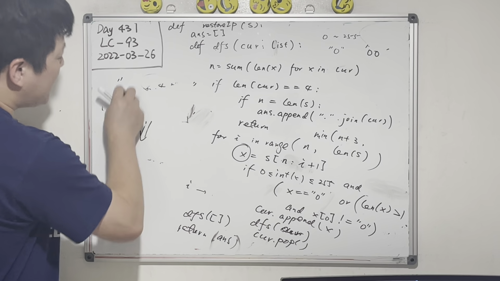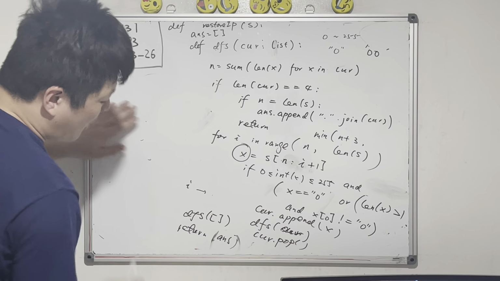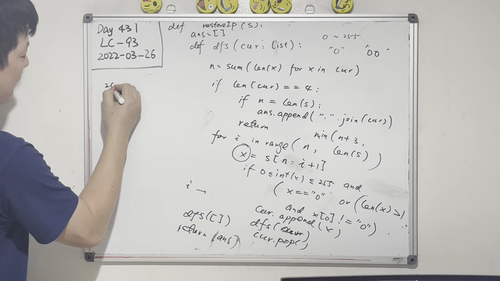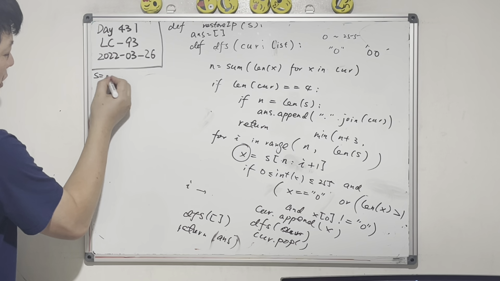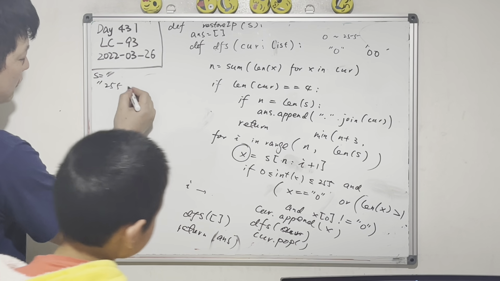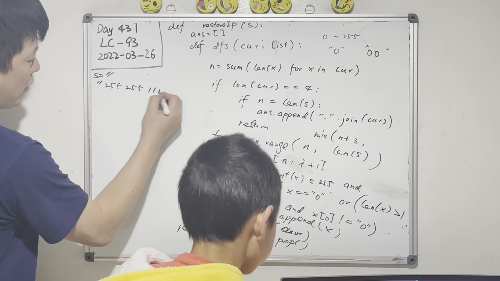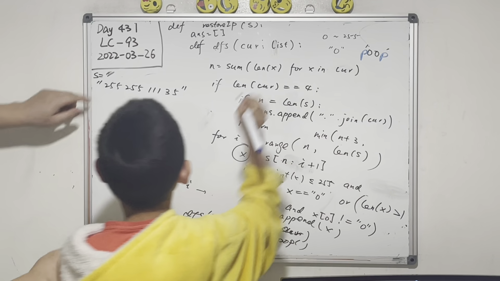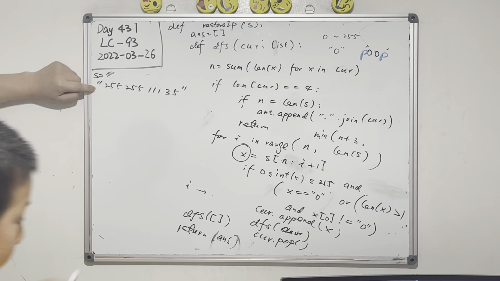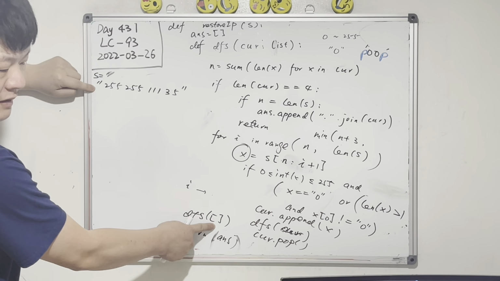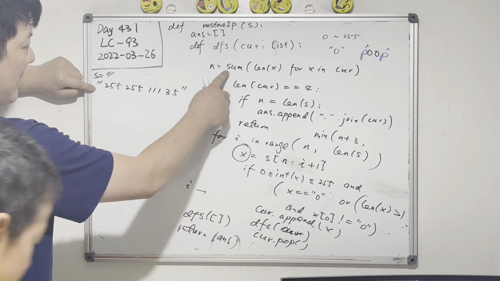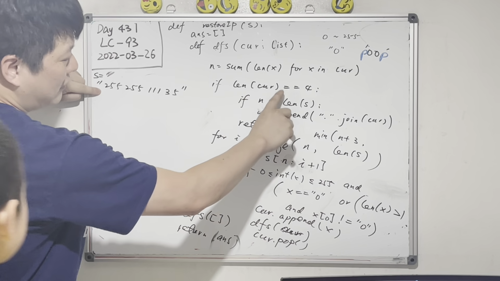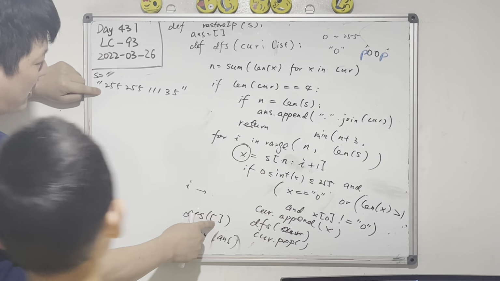Okay, let me write this. The original one, 255, 255, 11135. This is the original string. So how can we do this? We search with an empty list. N equals 0, right? Then if not, it's not equal to 4 because the current has 0 elements.